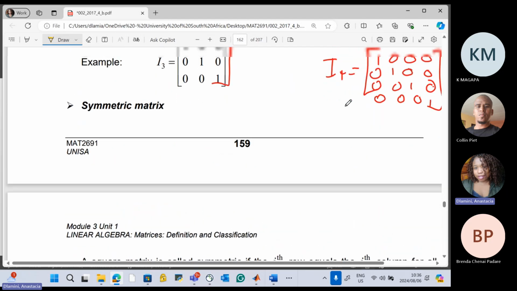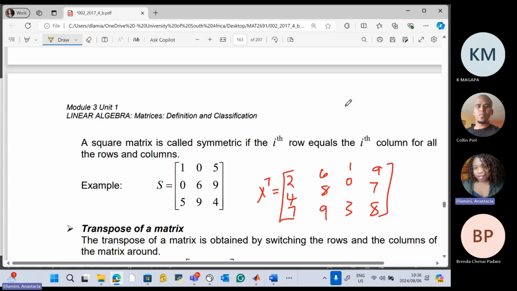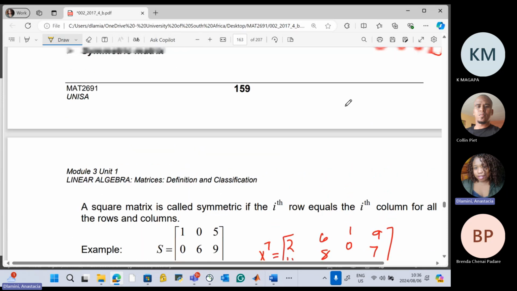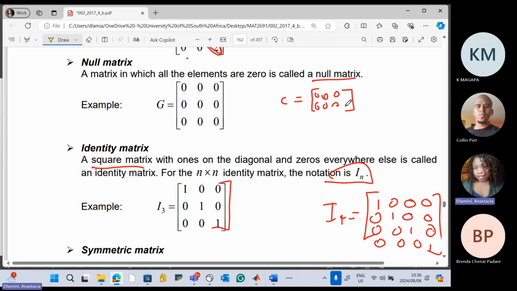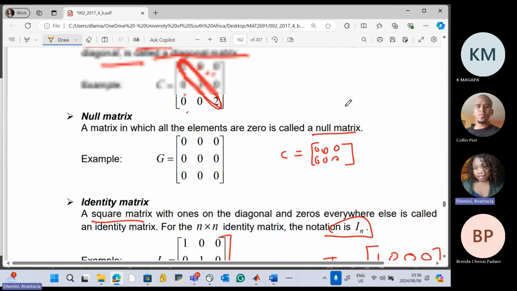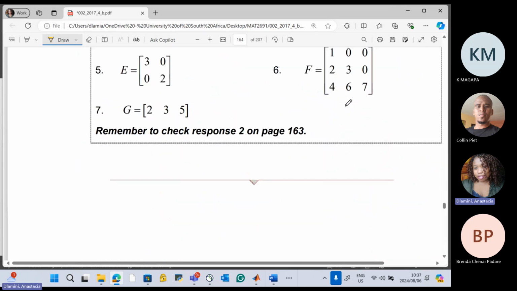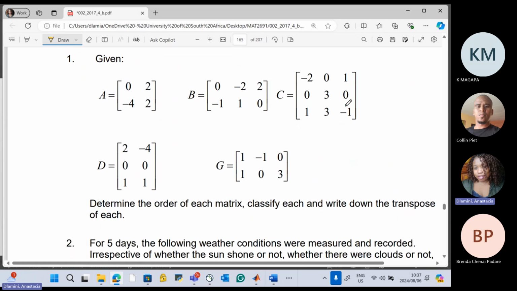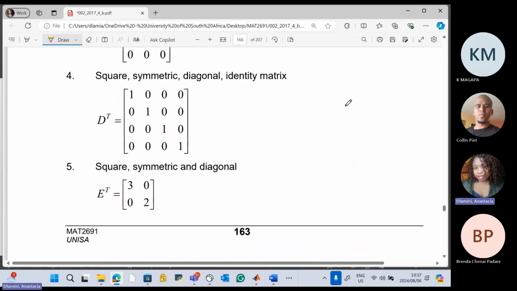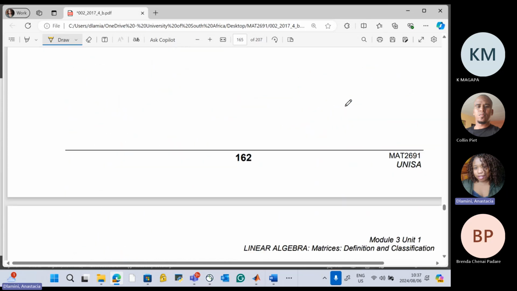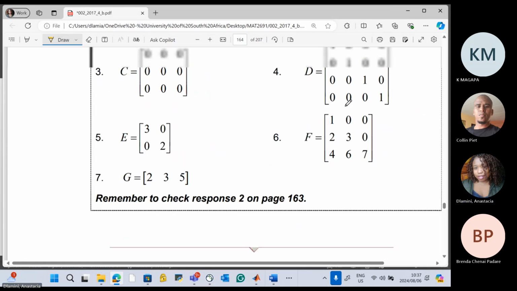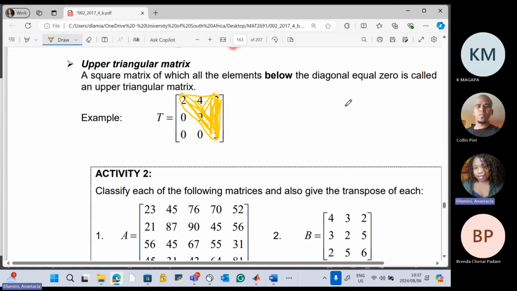So meaning that the row 1 is exactly the same as column 1. So it's a symmetric matrix, and it's a square matrix because the number of rows is exactly the same as the number of columns. Are we all together? Then how do we find the transpose? How do we find the transpose?